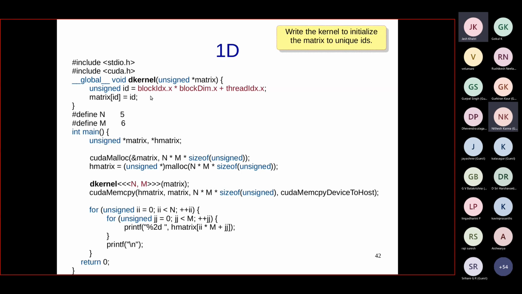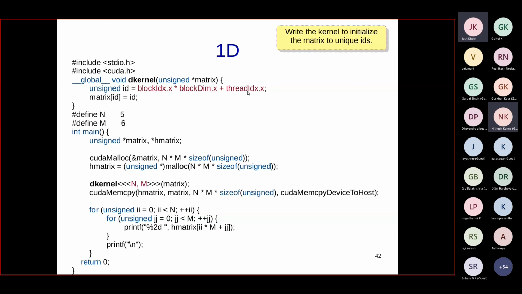Now, in order to get a unique ID for each thread, how can we do that? First of all, if you see this equation, you'll see that there is a blockDim.x. What is blockDim.x? It is the dimension of that block in the x direction, and there is only one direction in this case. So here blockDim.x will give 6, and blockIdx.x will go from 0 to 4 because we have 5 blocks, and inside each block we have 6 threads.